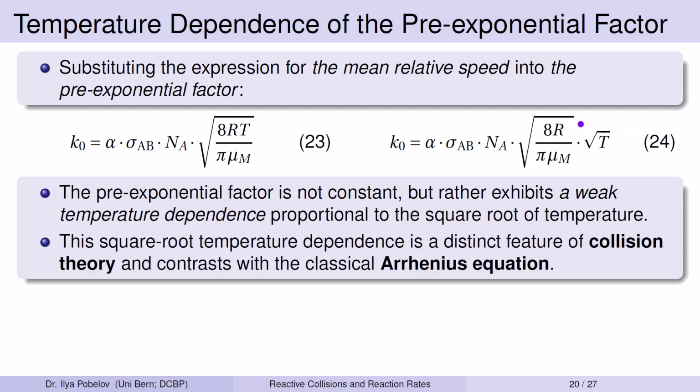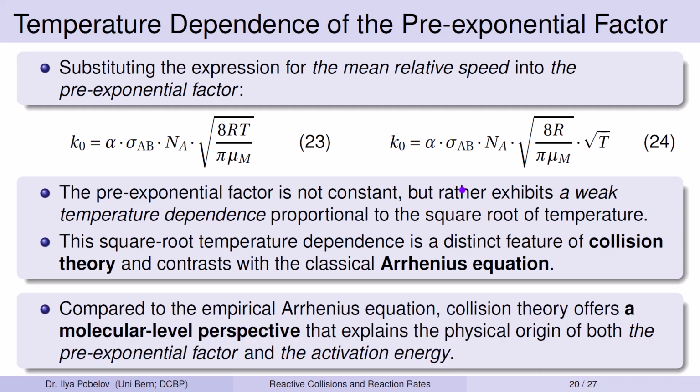This square root temperature dependence is a distinct feature of collision theory and contrasts with the classical Arrhenius equation, where the pre-exponential factor is treated as temperature independent. Furthermore, compared to the empirical Arrhenius equation, collision theory offers a molecular level perspective that explains the physical origin of both the pre-exponential factor and the activation energy.